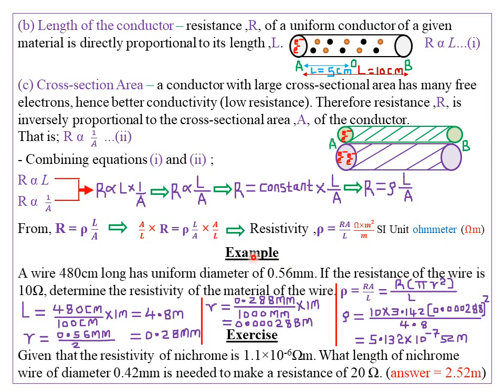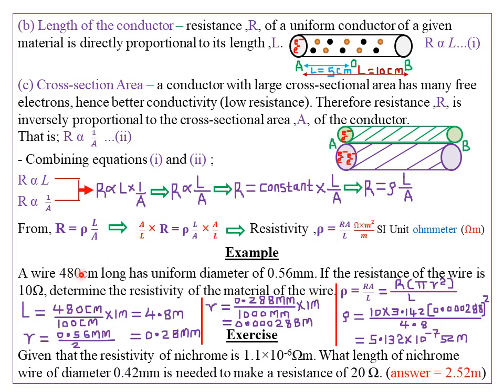Then lastly, I have an example here which reads that a wire 480 centimeters long has a uniform diameter of 0.56 millimeters. If the resistance of the wire is 10 ohm, determine the resistivity of the material of the wire. So we start by expressing each quantity in its respective SI unit.